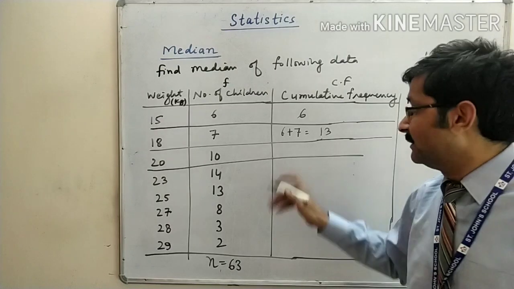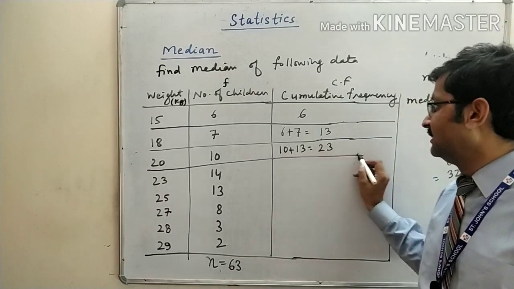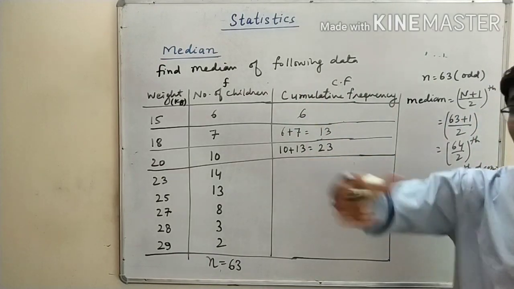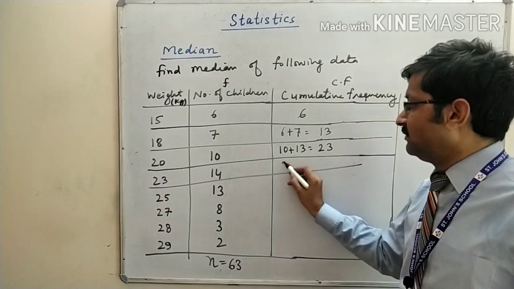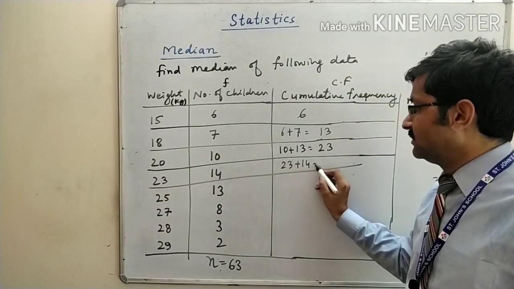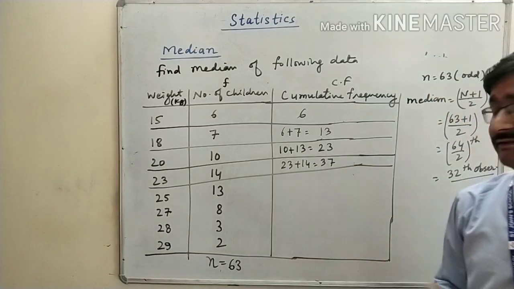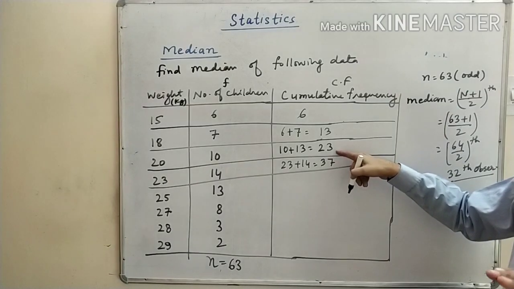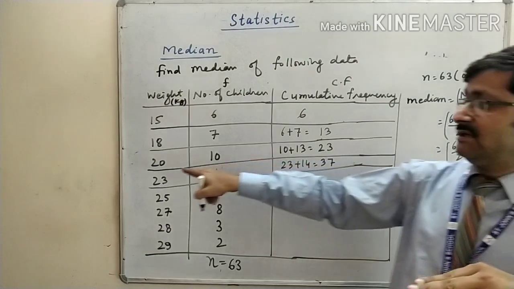Now we continue with 20. How many times do we write it? 10 times, so adding 10 to 13 we get 23. So 15, 18, 20 go up to the 23rd observation. Next we add 14 to 23 and get 37, so in total we have the 37th observation. We want the 32nd: up to the 23rd is 20, and the 24th to 37th observations are 23.